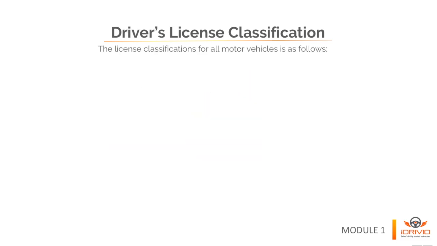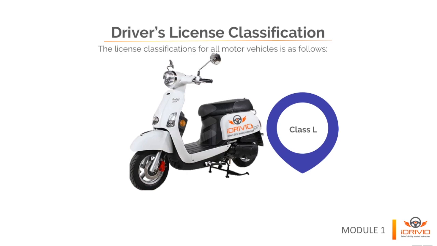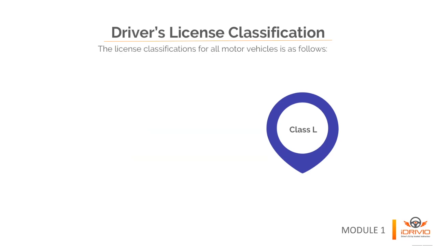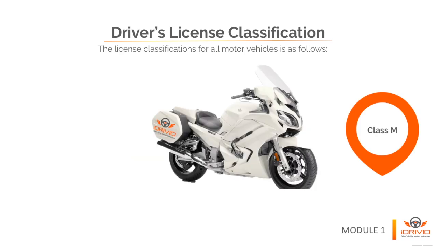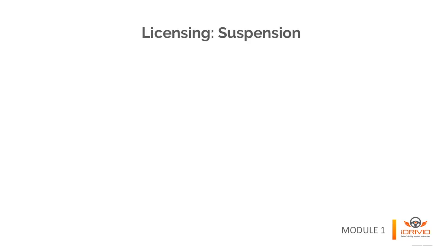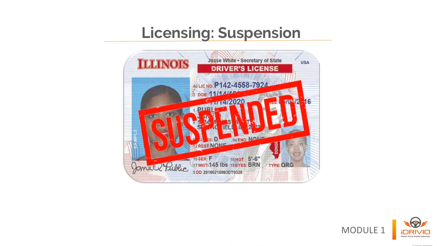Class L. This license allows the driver to operate any motor-driven cycle with an engine up to 150 cc. Class M. This license allows the driver to operate motorcycles or any other motor-driven cycle. Suspensions. Now let's talk about license suspension. Suspension is the temporary loss of driving privileges.